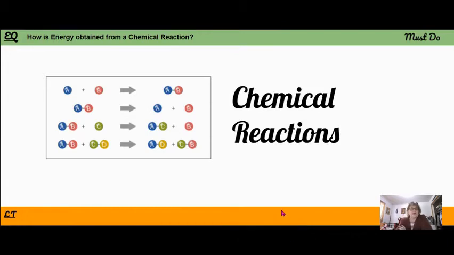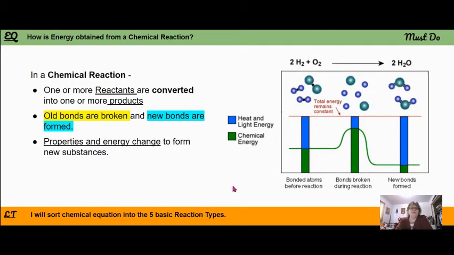Hey, Hux. So we're still trying to figure out how energy is obtained from a chemical reaction. Today's lesson we're going to talk about chemical reactions, actual reactions. At the end of this lesson, you should be able to sort chemical equations into the five basic reaction types. In a chemical reaction, one or more reactants are converted into one or more products.